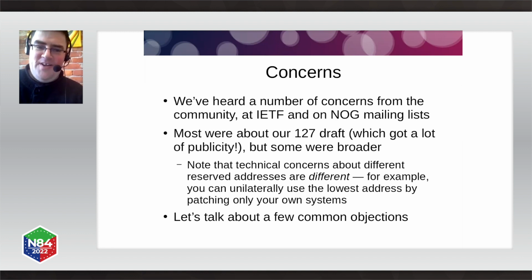And I'd just like to point out that the concerns about particular drafts may be different from one draft to another. And the simplest example of that is, again, with existing standards, you can already unilaterally use the lowest address if you patch your own systems. You can do that unilaterally by yourself. You don't need a new RFC. You need a new RFC in order to say that your LAN router and your host are allowed to use it, but you can also just patch them, and then you can just use it. Whereas, for the other address ranges, things can get more complicated. And they can get more complicated in different ways.